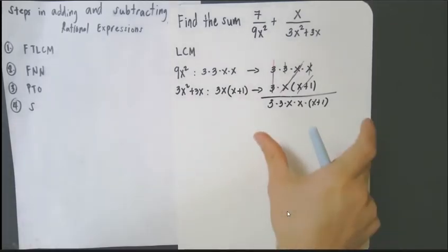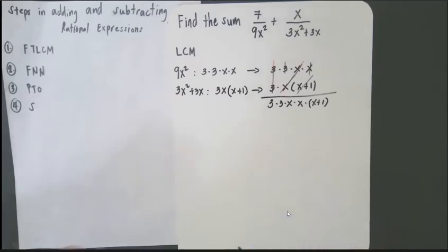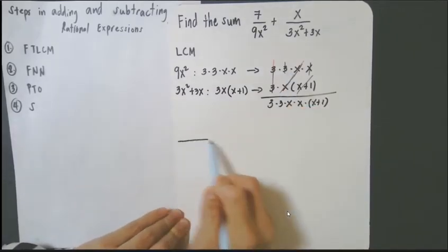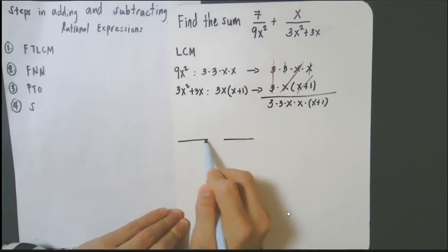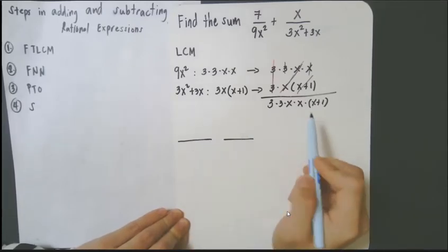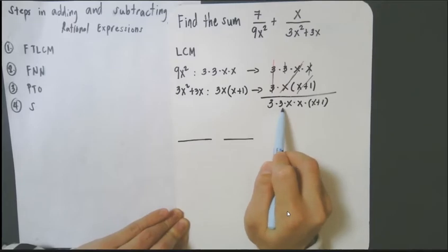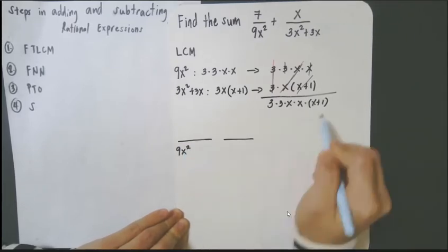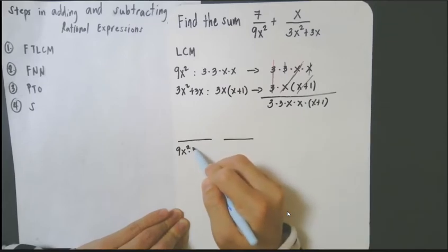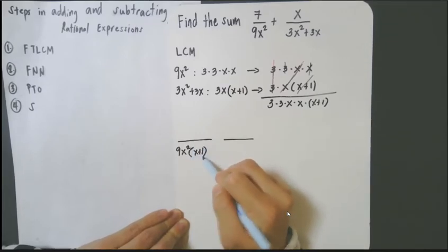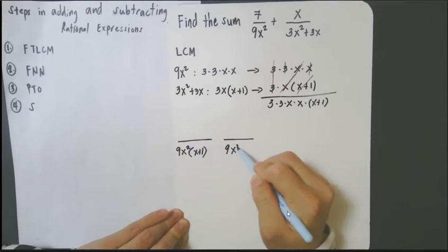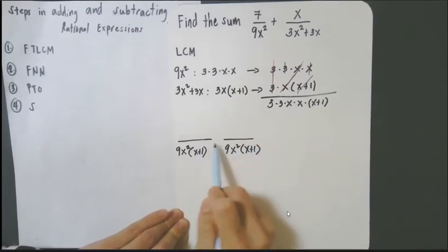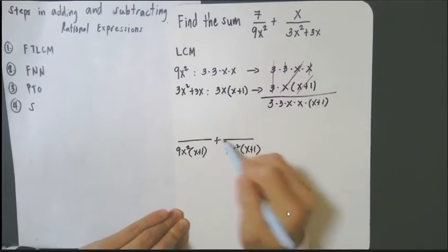So we will write that now as the new denominator. So let's write here the two rational expressions. The denominator will be 3 times 3, that will be 9. x times x, that will be x squared, times x plus 1. So that is 9x squared times x plus 1. Now the operation here is addition, so you will write their addition.